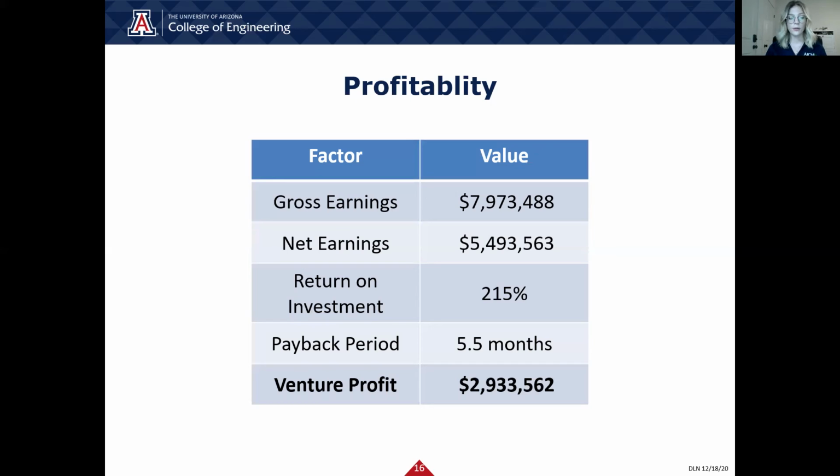Given these values and the total capital investment, the return on investment is 215%, and the payback period is only 5.5 months. Assuming a minimum return on investment of 100%, the venture profit is $3 million for the first year, accounting for startup and operating costs.